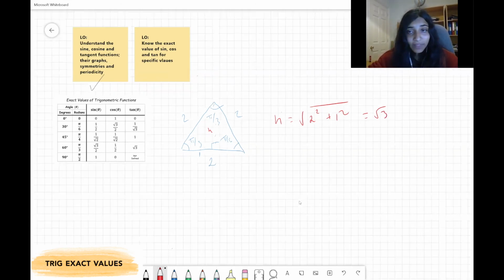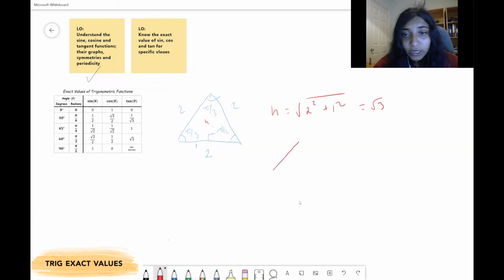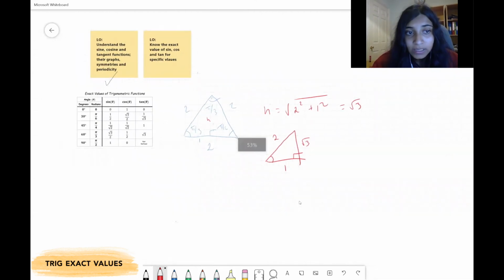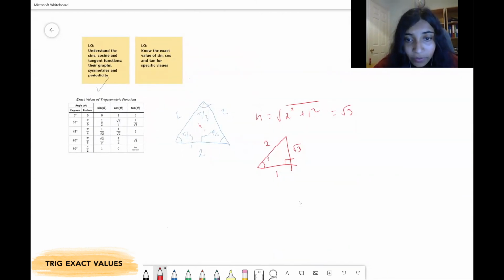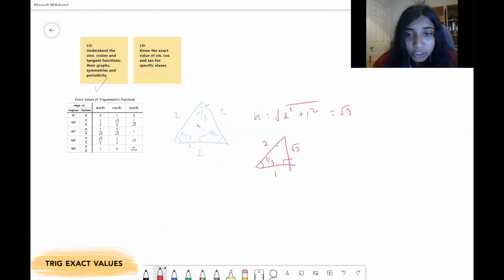So now we have that, we can just draw in another triangle like this. So we'd have this is now equal to 1, this is equal to 2, and this is equal to root 3. This angle here is just equal to pi over 3. And this angle, we've just split it in half, so this would now be equal to pi over 6.